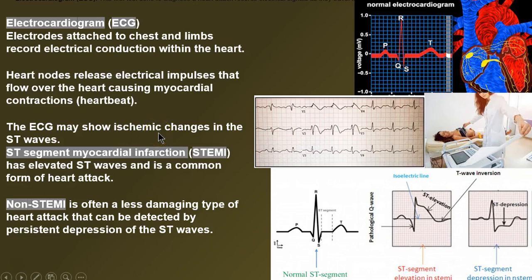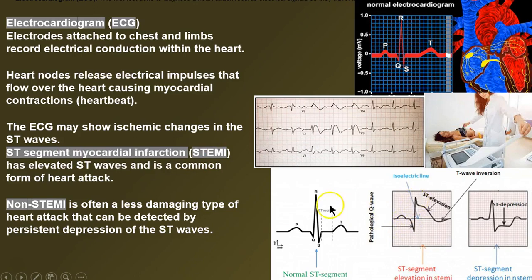So let's take a look at this. Here's a normal sort of ECG. There's a P wave, QRS, and there's a T, okay? So that's what we expect when those nodes fire and make our heart beat. But if they have a STEMI, that means the ST segment is going to be elevated.